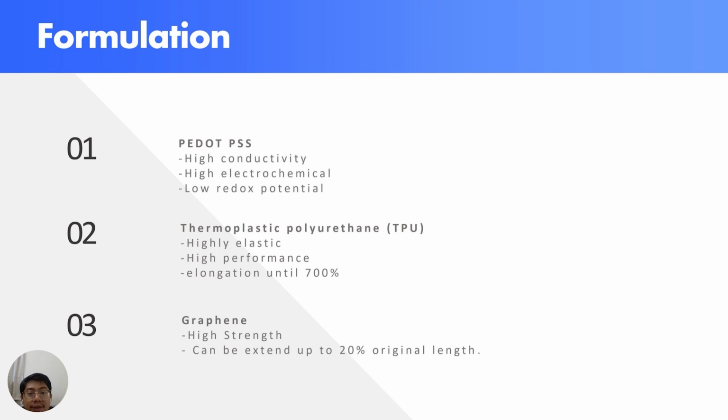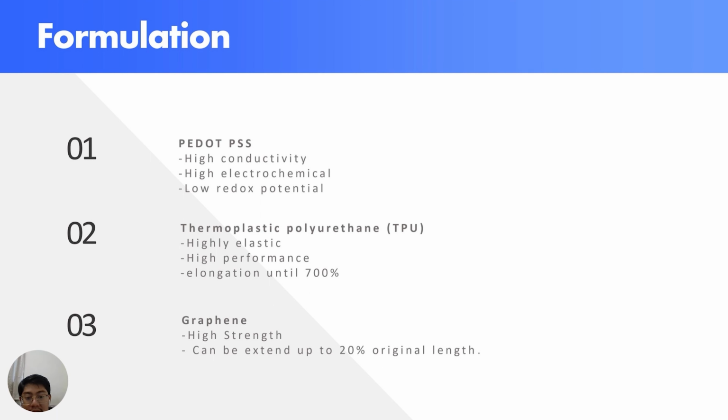Secondly, for the substrate material, thermoplastic polyurethane, also known as TPU, is chosen for the SCI. This is because TPU is a highly elastic, high-performance polymeric material with applications in coatings, adhesives, reaction injection, and others. One of the main features of TPU is the ability to withstand elongation up to 700% of its original size. Then finally, for the filler material, graphene is used.